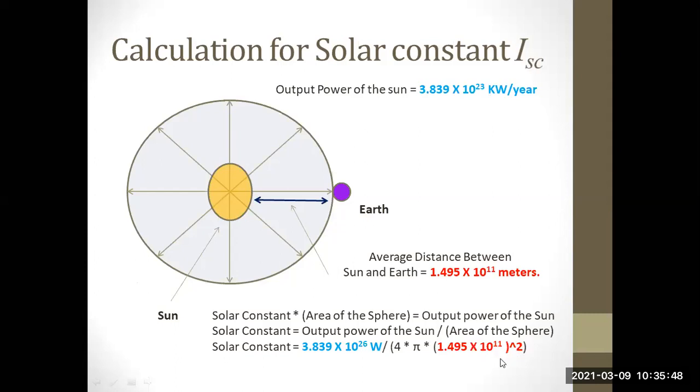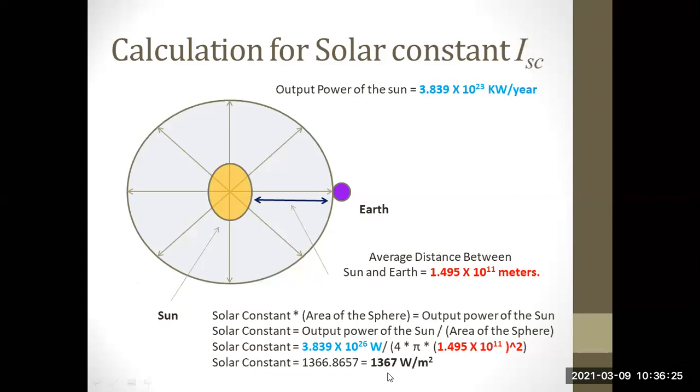If you take a calculator and solve this equation, you will get the value of the solar constant as 1366.8657. If you round up this value, you get the solar constant as 1367 watt per meter square. So from this equation it is very clear why the value of the solar constant is 1367 watt per meter square. Are you getting my point? Yes, sir. This is the basic philosophy behind the solar constant.